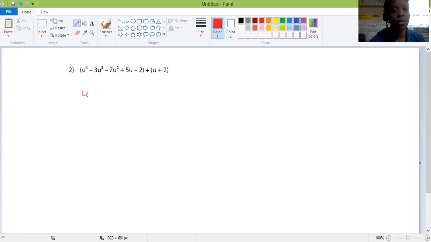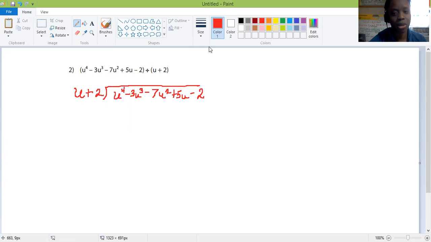I'm going to put the u. So you have u plus 2 on the outside. That is your divisor. And your dividend would be u to the fourth power minus 3u to the third power minus 7u squared plus 5u minus 2. All right, so we have all that going on.